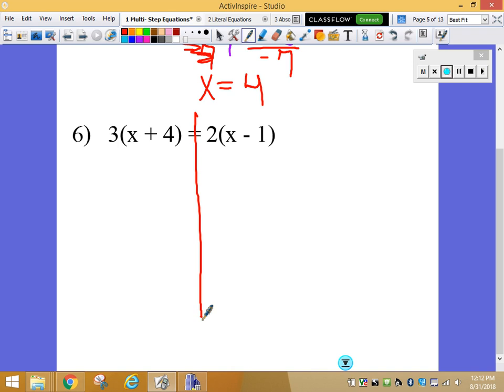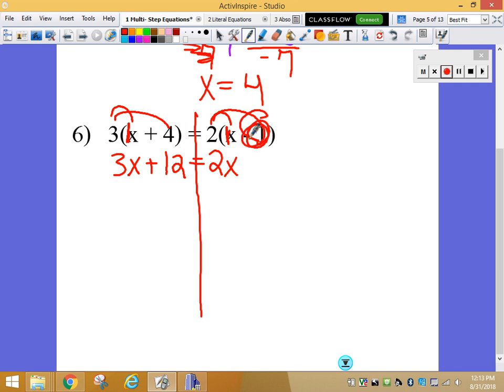Again, on the left side, there's nothing I can combine, but I can distribute. So I'm going to put a 1 in front of this x. 3 times 1 is 3x. 3 times 4 is 12. I just multiplied that 3. I'm going to do the same thing over here. This x gets a 1. So I'm going to multiply here and here. 2 times 1x is 2x. 2 times negative 1, you've got to do that negative. 2 times negative 1 is negative 2.